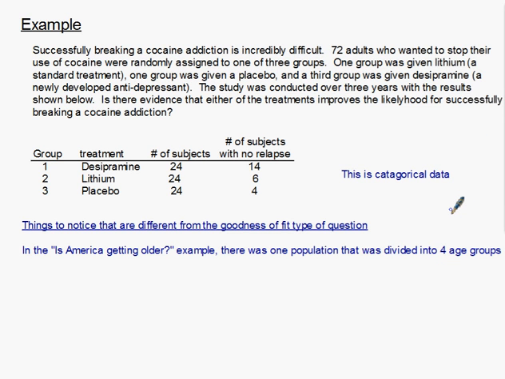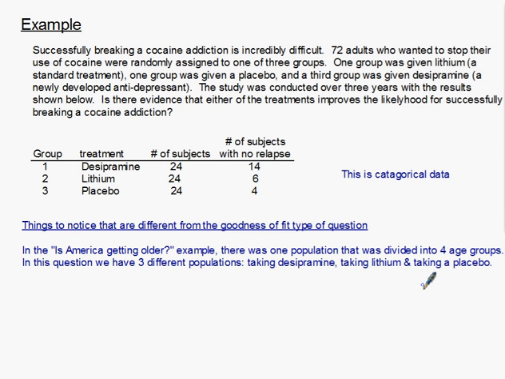Now, in the Is America Getting Older question in the previous video, there was one population, U.S. adults, that was divided into 4 age groups. Age was the variable, so there's actually one variable that had 4 levels to it, and one population. Notice that in this question we have 3 different populations. That's important. Each group represents a different population: the population of people taking desipramine, the population of people taking lithium, and the population of people taking a placebo.